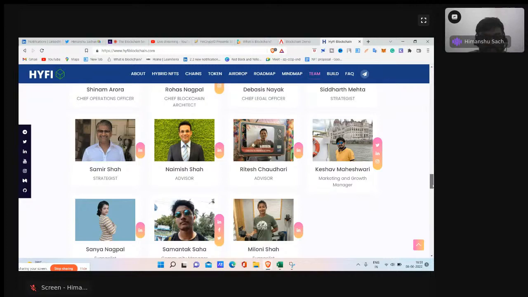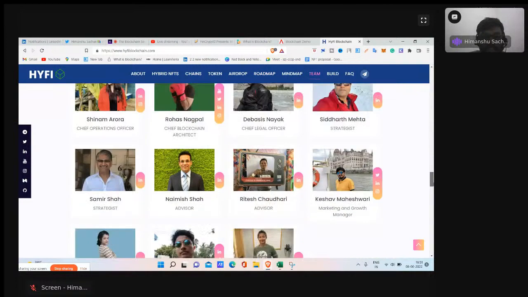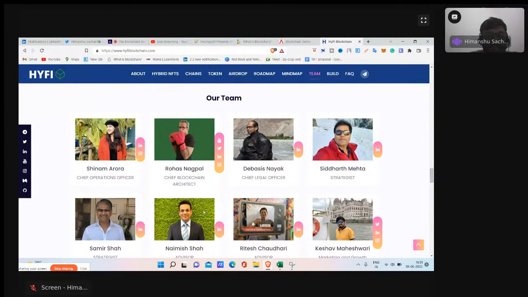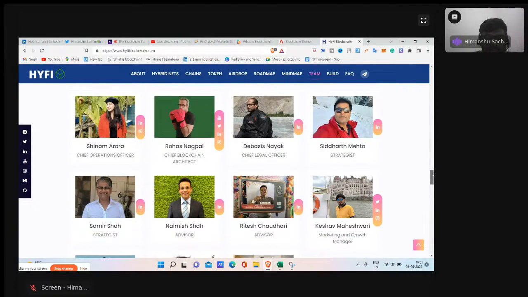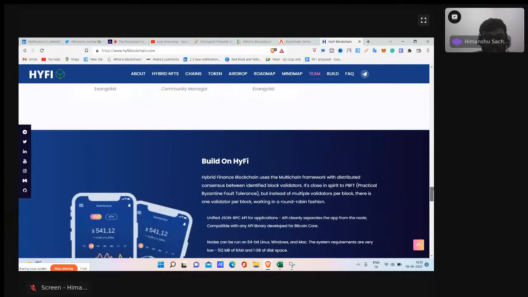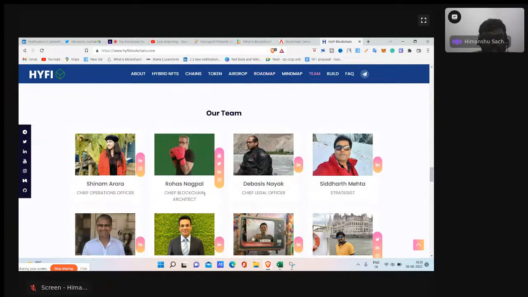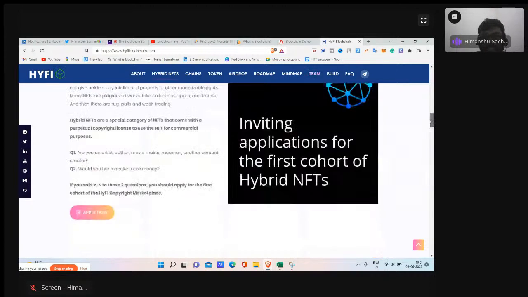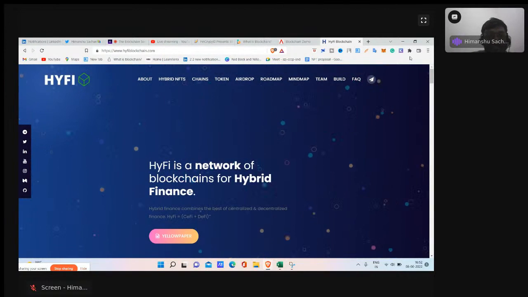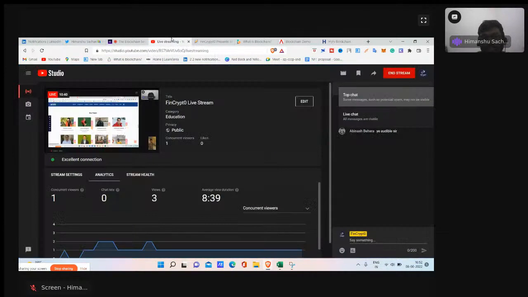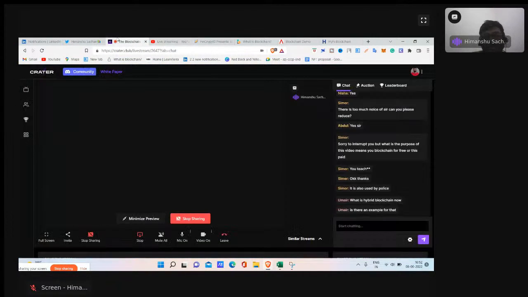And you can see a lot of details over there, the team. This blockchain is built by, if you know, Rohit Nagpal, a top 30 influencer in India. He is the chief blockchain architect here. Sinam Arora is the CEO of the company. You can see the details. This is an Indian product if you want to read more about it. So they mix up both. It's a CeFi, DeFi based ecosystem.